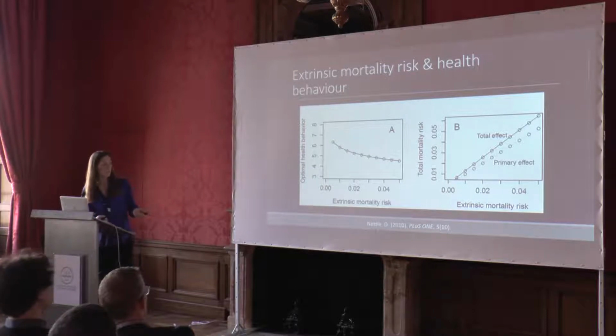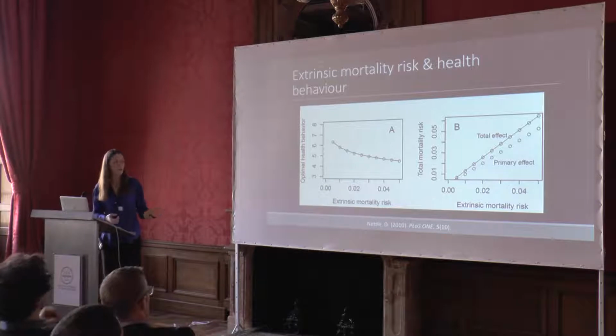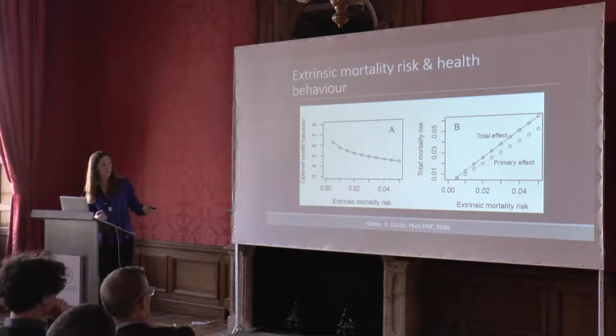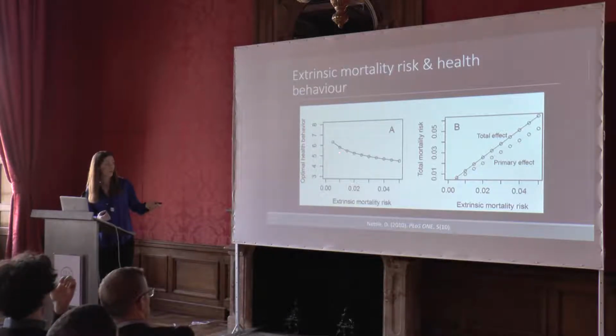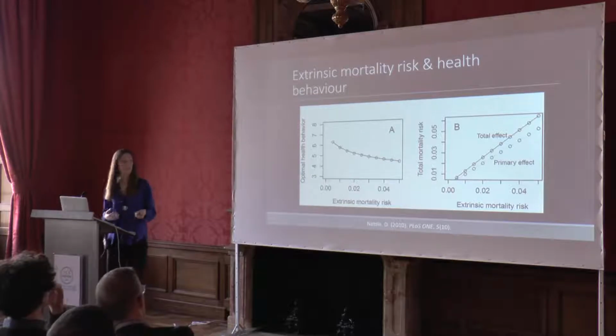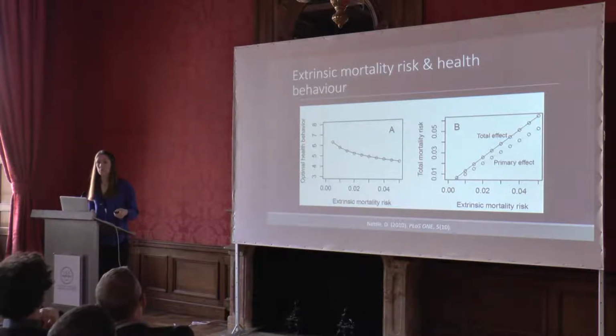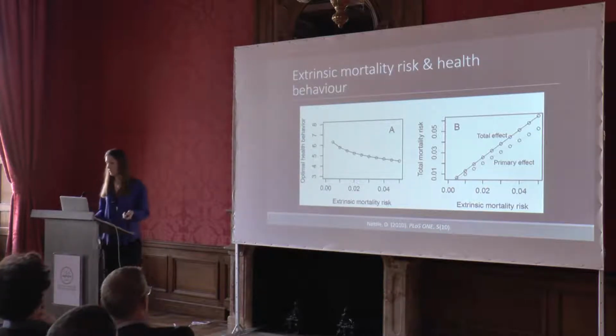And one of the key points that he went on to make here in panel B is that as the primary effect of extrinsic mortality increases, so does the secondary effect of the reduction in health behaviour, which increases intrinsic mortality, giving you an additive effect whereby total overall mortality risk increases. So essentially you can get a twofold effect whereby extrinsic mortality risk drives reduced health behaviour, which then increases total mortality risk.